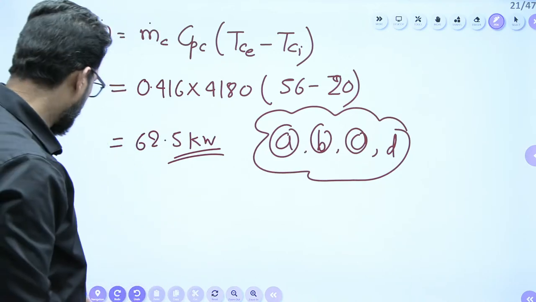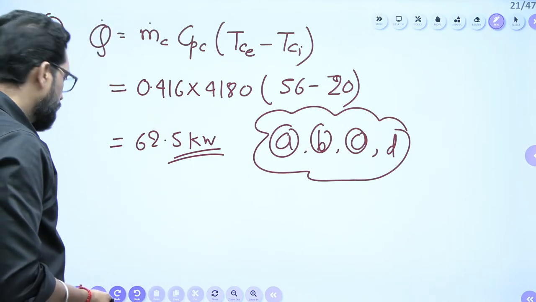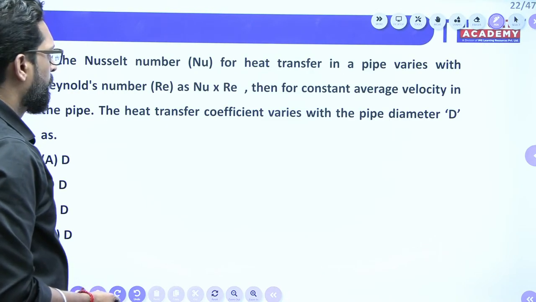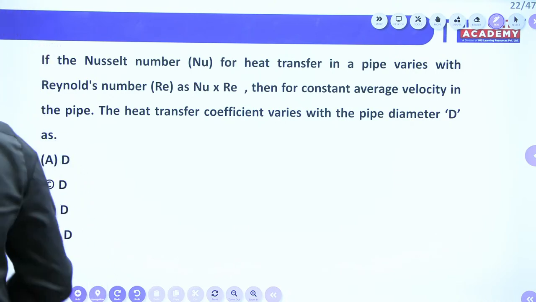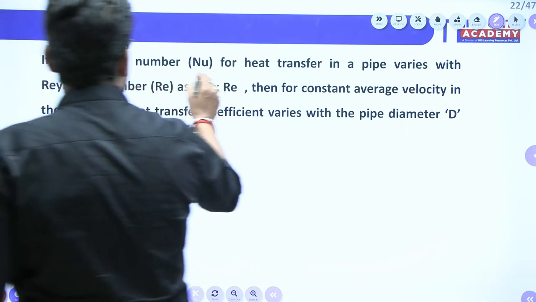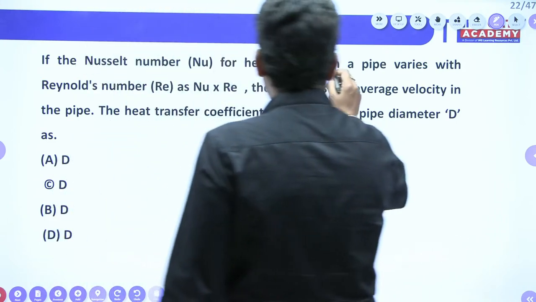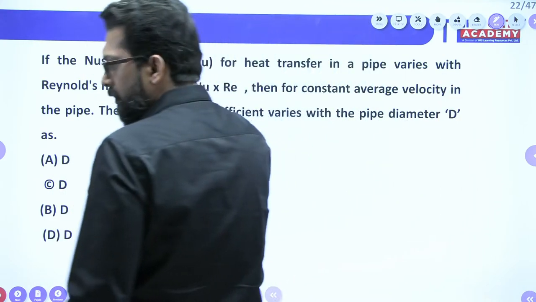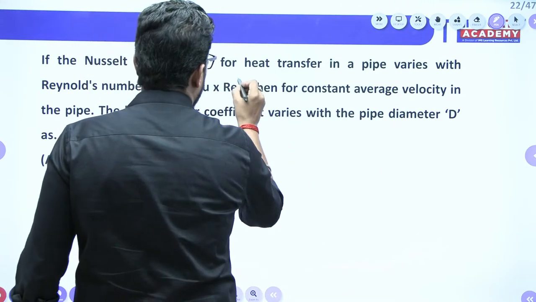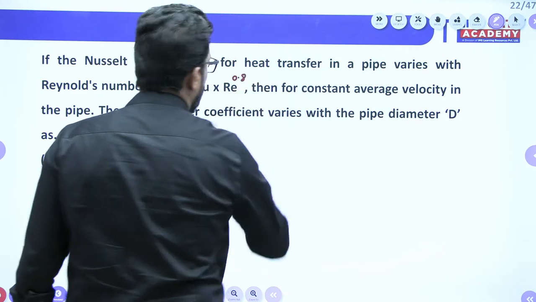Okay. Now next problem. This is your next problem. This is a little bit easy problem. Just solve. This is your little bit easiest problem. So this is your problem. If the Nusselt number Nu for the heat transfer in a pipe varies with the Reynolds number Re as Nu proportional to Re to the power 0.8. This is your 0.8.